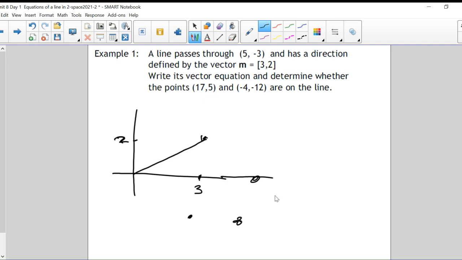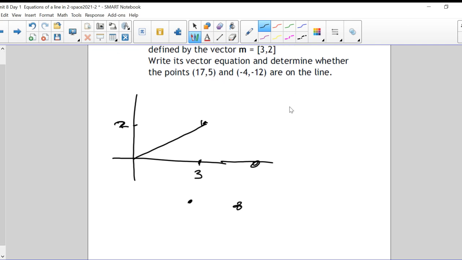Hopefully that makes better sense now. Right? So that 3, 2 right there is not a point on the line. The 5, minus 3 is a point on the line. The 3, 2 is really giving you an idea of the slope of the line. That's a vector which gives you an idea of the slope of the line. Okay, so I'm going to write now the vector equation, and then I'm going to determine whether these points are on the line.